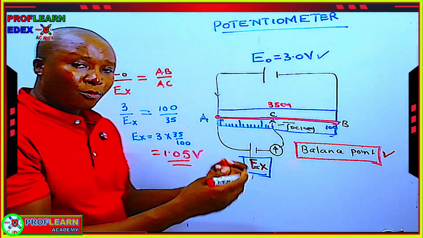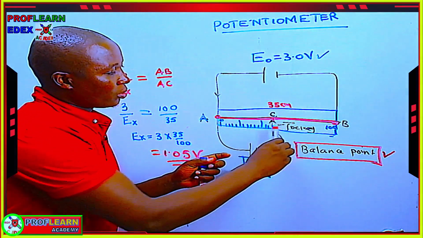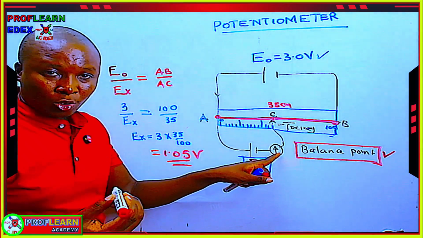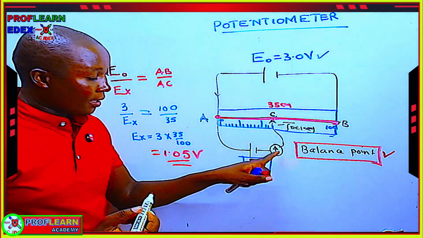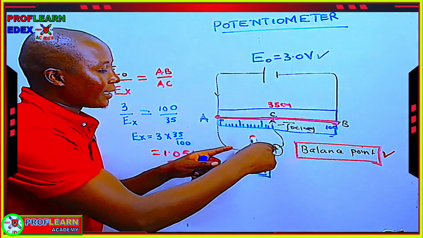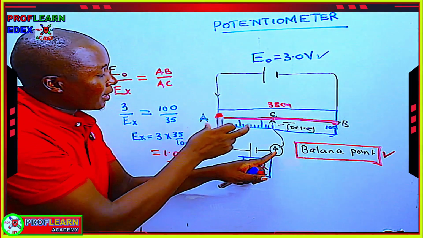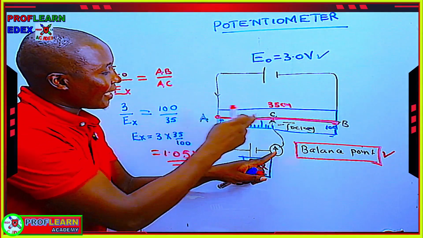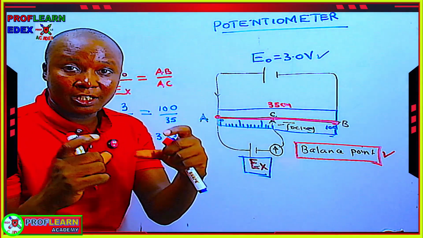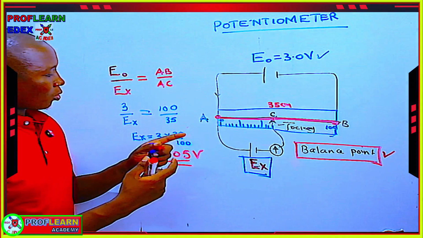Anytime you're given a potentiometer, you are going to adjust the jockey so that you get a point where the galvanometer shows zero deflection. The galvanometer shows zero deflection because there is no current flowing. If current is not flowing, it means that the potential difference across AC and the potential difference across here are equal, they are balanced. Then from there, we can compare.